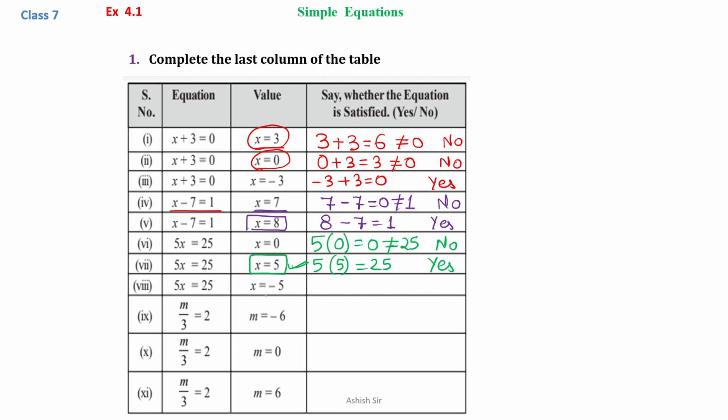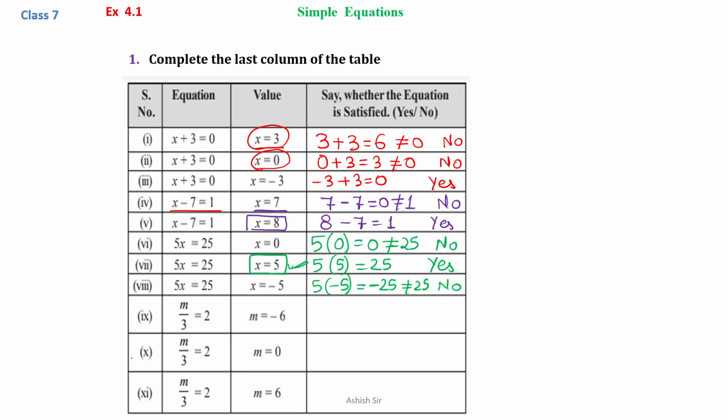Now we'll check with another value also, x equals minus 5. When we put x equal to minus 5, we find it is minus 25. So it is not equal to 25. So we'll say no, x equal to minus 5 does not satisfy the equation.